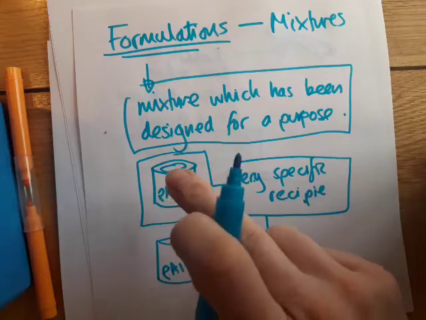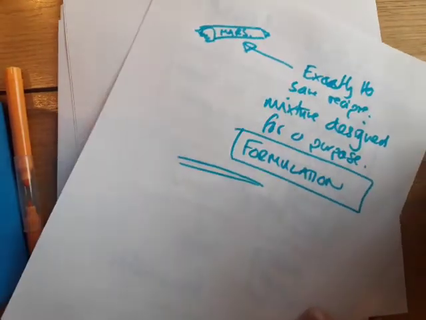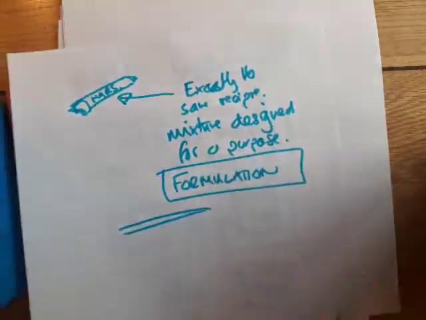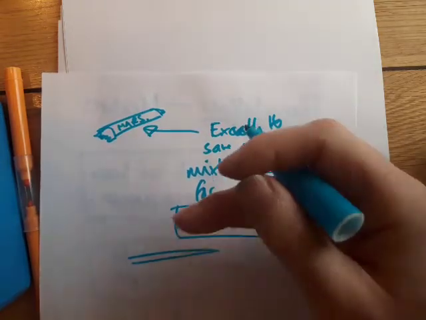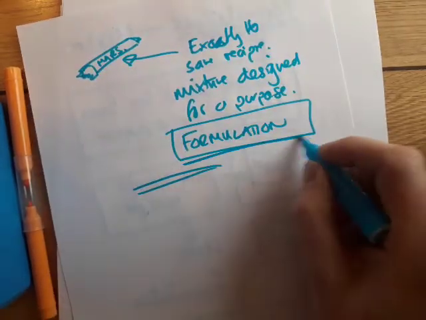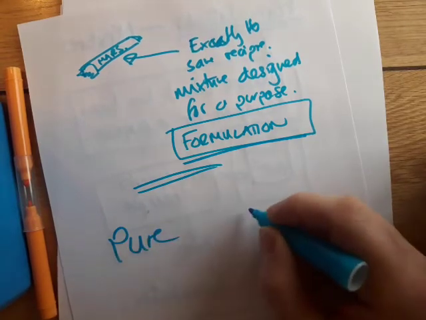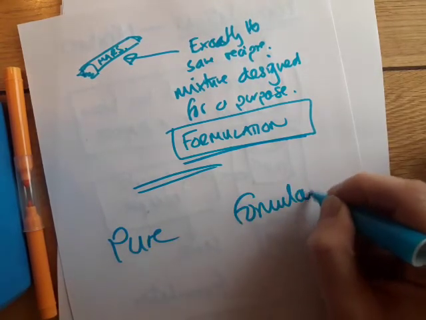And we said things like paint and medicines and food and fertilizers and fuels are all examples of formulations where they've been made in a factory to a very, very specific recipe. So that word, formulation. So today, pure and formulation.